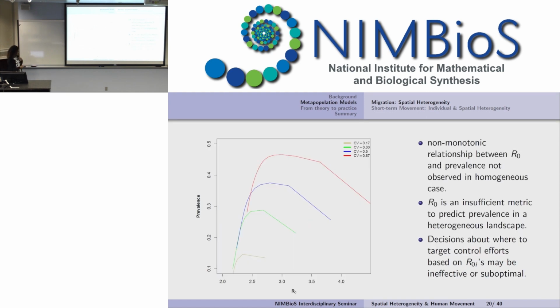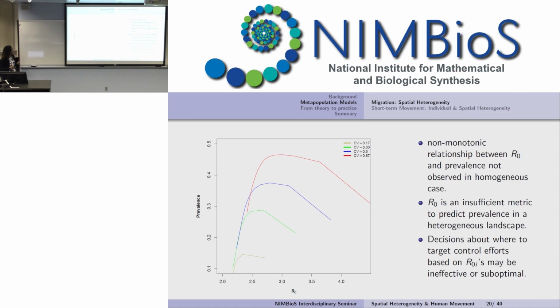If we look at prevalence as a function of the reproduction number, we get a very different picture from what we saw in the homogeneous case earlier. Remember I showed that bifurcation diagram where prevalence was always an increasing function of R naught and then starts to level off. But now when we include this spatial heterogeneity in transmission and human movement, we get these hump-shaped relationships between prevalence and R naught. So again, it's some intermediate value of R naught that seems to be maximizing prevalence.